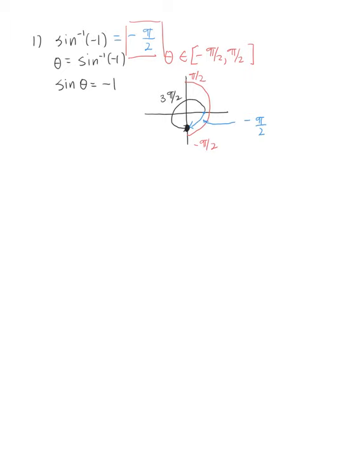Okay, now let's take a look at the next one. Tangent inverse of -1. Again, we can do the same game. So the domain is this. Let theta be arctan of -1. Now again, here is the domain restriction. Theta better be between -pi/2 and pi/2.